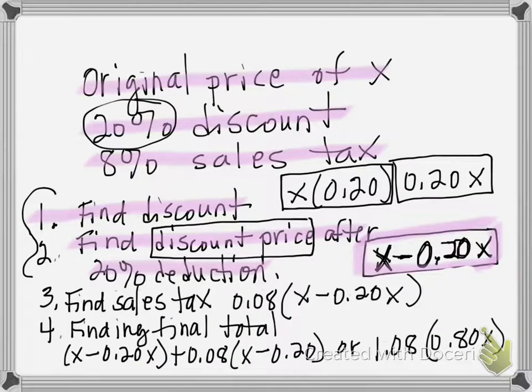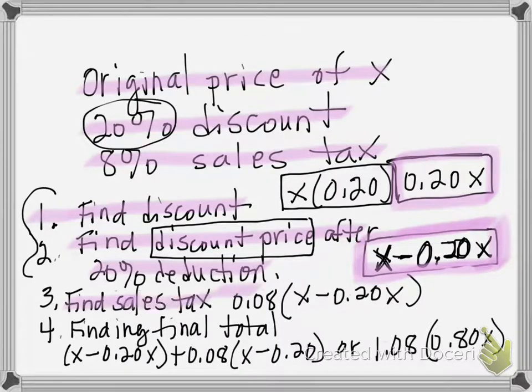Okay, and then finishing it off here, again, to reiterate, we found the discount. That was up here. Found the discount, 0.20x. We found the discount price after the deduction. That would be x, the original price, take away that discount. And now number 3 says we're going to find the sales tax.